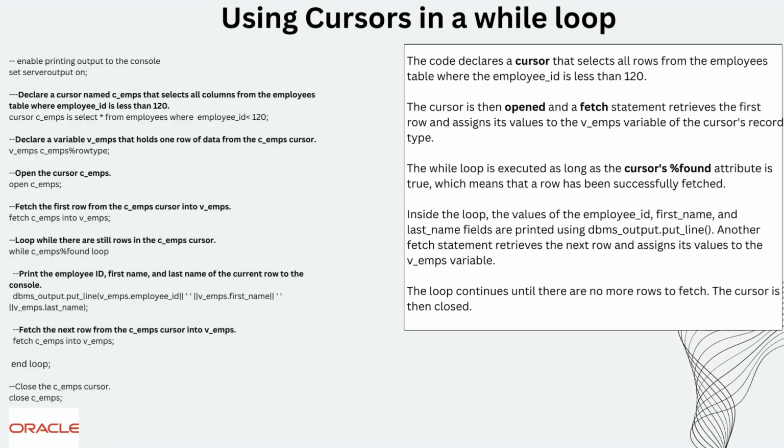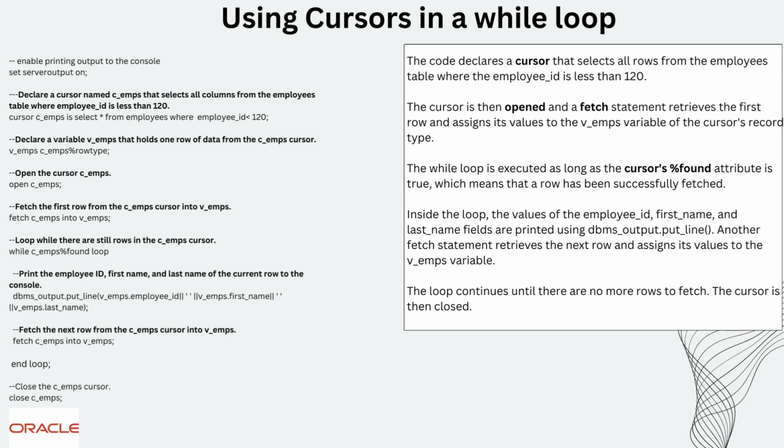Using cursors in while loop. The code declares a cursor that selects all rows from the employees table where the employee_ID is less than 120. The cursor is then opened and a fetch statement retrieves the first row and assigns its values to the v_emps variable of the cursor's record type. The while loop is executed as long as the cursor's %found attribute is true, which means that a row has been successfully fetched.